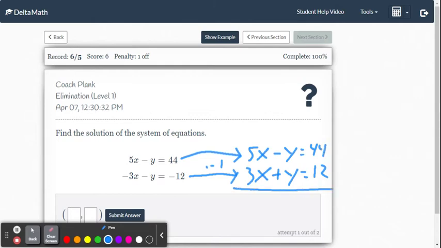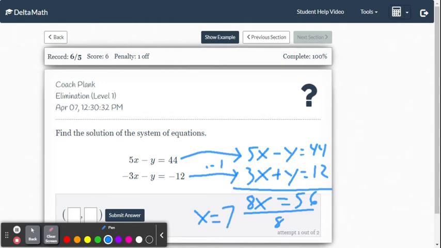We have opposite coefficients for y. Right, we have -1y and +1y. And we know when we add opposites, you get 0. That's what we want. We want 0y here. So when we add these equations, we're going to get 5x plus 3x is 8x plus no y, so I don't have to write anything down there. Equals 44 plus 12 is 56. All right, we're going to divide both sides by 8. So divide by 8, and we're going to get x equals 7.